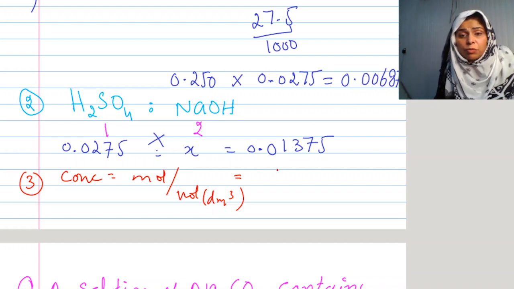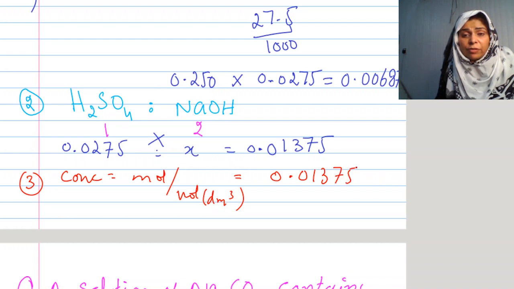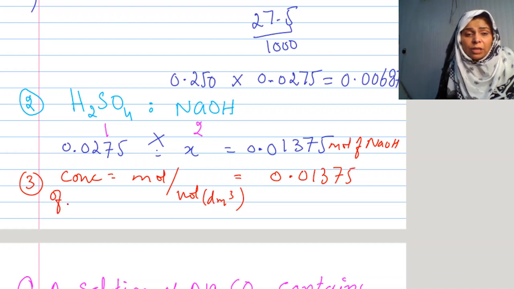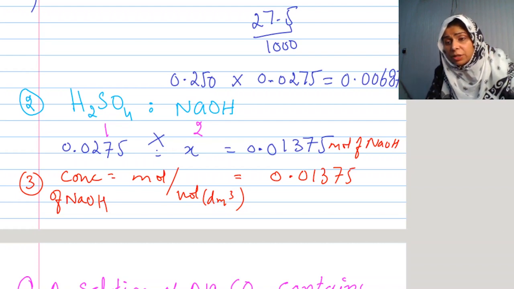What are the moles we have got? That is 0.01375. These are the moles of NaOH, right? So we have to calculate the concentration of NaOH, and the volume of NaOH is given in the question.